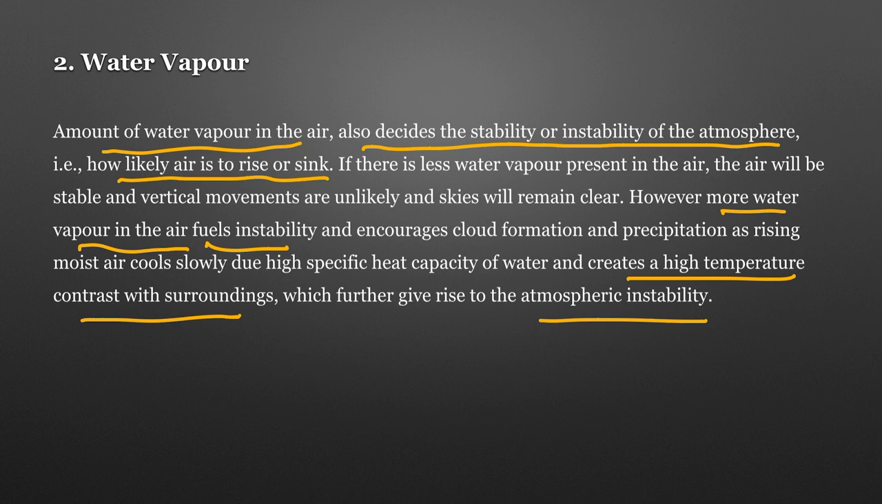How so? Moist air fuels instability, while dry air doesn't cause that much. It is highly unlikely that there will be any vertical movement in dry air, and the skies will remain clear, because water has more specific heat capacity. Moist air has a higher specific heat capacity than dry air, which makes it cool more slowly than dry air. So the air has to rise more and more to lower its temperature to condensation, and this high vertical movement creates very big, higher clouds, and thus leads to atmospheric instability, thunderstorms and even precipitation.